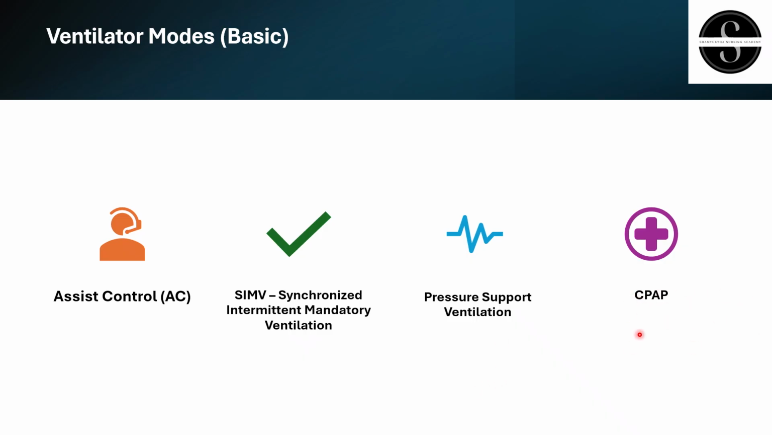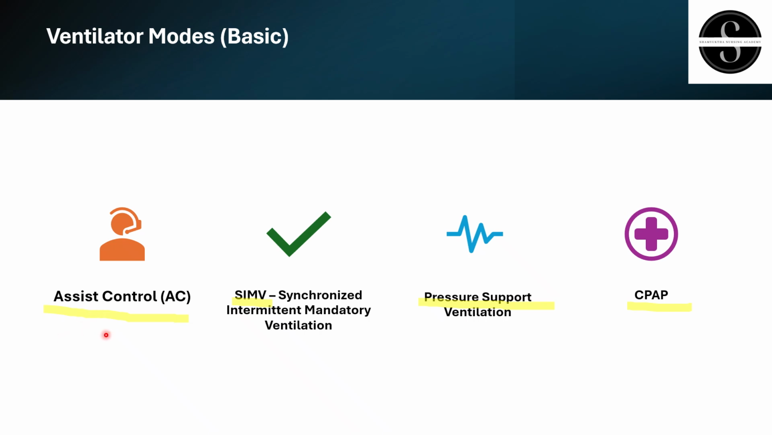And CPAP mode is nothing but continuous positive airway pressure mode. So this is also similar to pressure support mode, only the machine will support. Rest of the respiratory part will be taken over by the patient. Clear with the 4 different modes of ventilator? One is assist control, next is your SIMV, synchronized intermittent mandatory ventilation, next is your pressure support, and the last one is the CPAP mode.